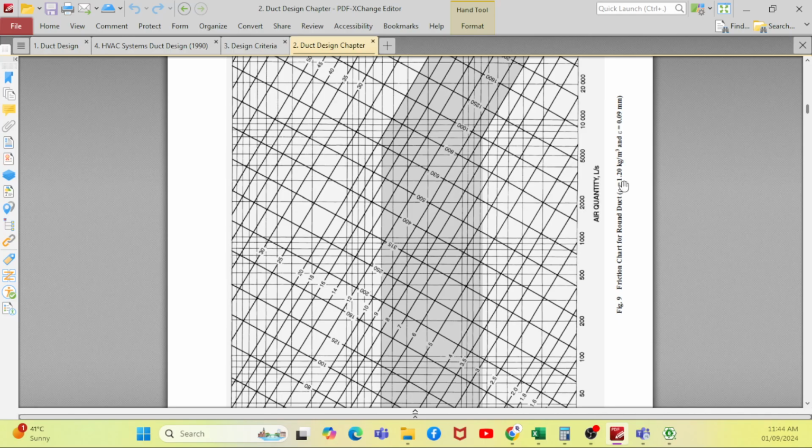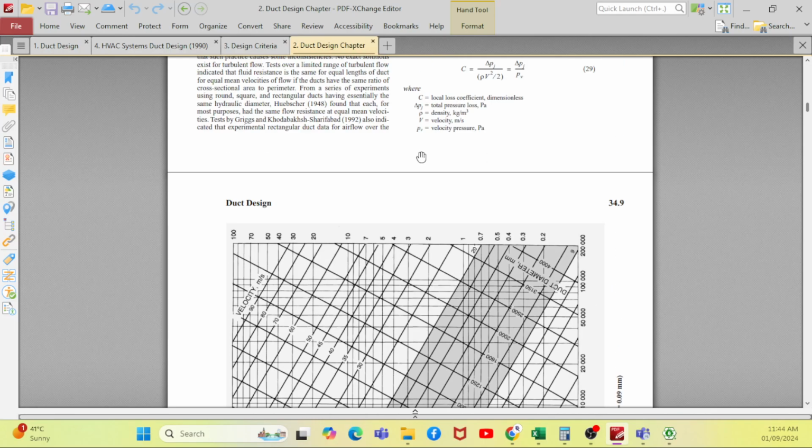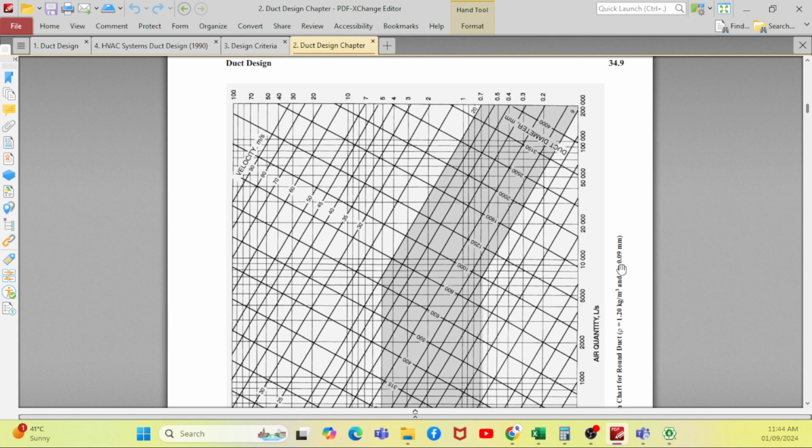You can see the density of the air, which is 1.2 kilogram per meter cube, and this is the material. You can see the friction factor for the material, which is 0.09. This is based on the different types of duct material, say for example GI duct, mild steel or MS duct, carbon steel, plastic ducts, or stainless steel duct. Depending upon the surface smoothness, your value will change.